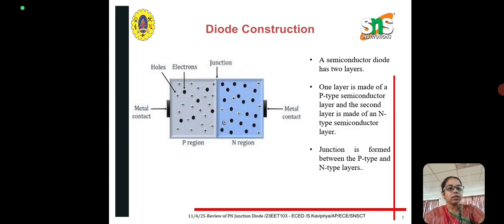And next is the construction of a diode. It consists of p-type and n-type semiconducting material which are connected together. The majority charge carriers in the p-type are holes, and in the n-type they are electrons. The junction between the P and N-type is a PN junction.